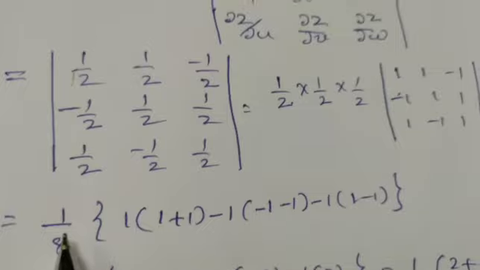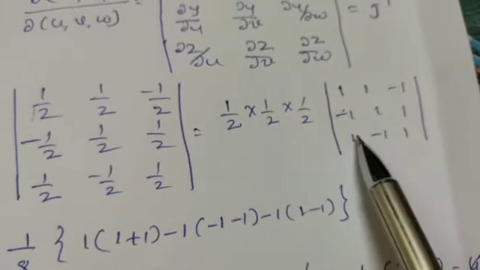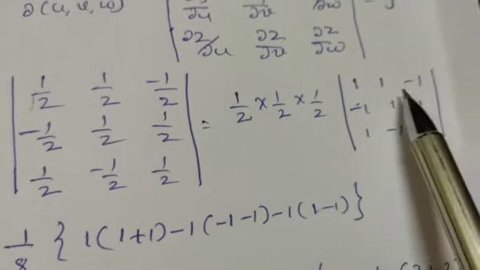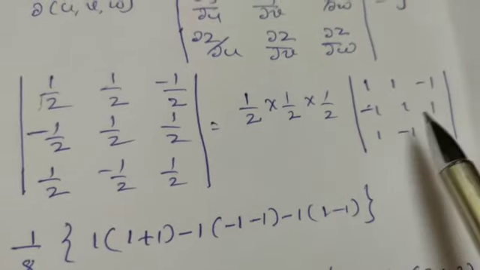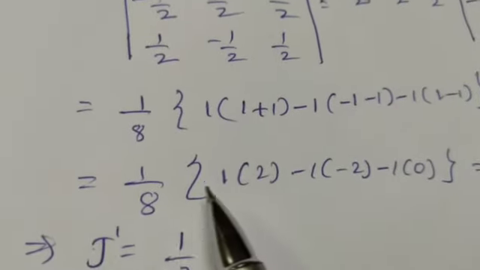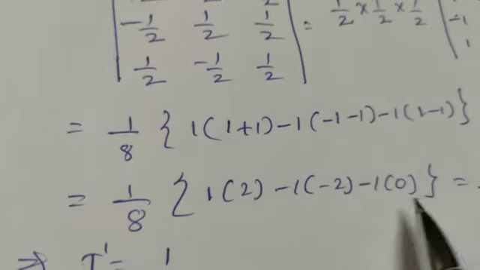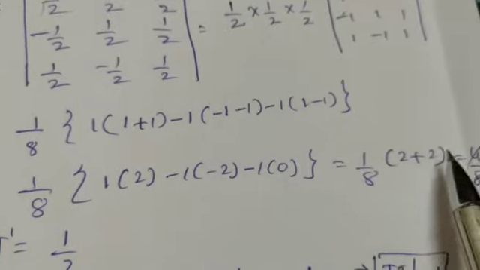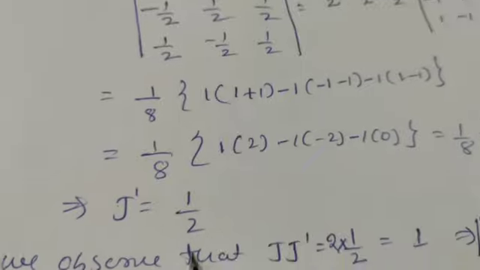Let us expand this. Multiplying these three, we get 1/8 times: first 1 into, leaving this column, cross multiply 1 plus 1 minus the second element 1 into, leaving this column, cross multiply minus 1 minus 1, and the last element minus 1 into, leaving this column, cross multiplication 1 minus 1. So it equals 1/8 into [1 into 2 minus 1 into minus 2 plus minus 1 into 0]. So this is 1/8 into (2 plus 2), that is 4/8, which equals 1/2. This implies J dash is equal to 1/2.